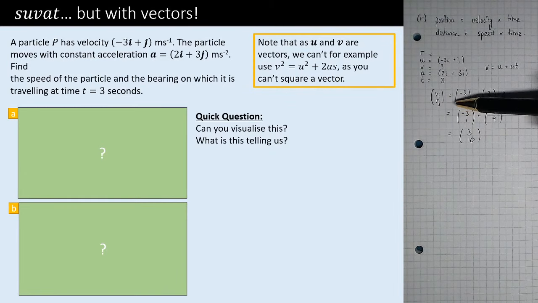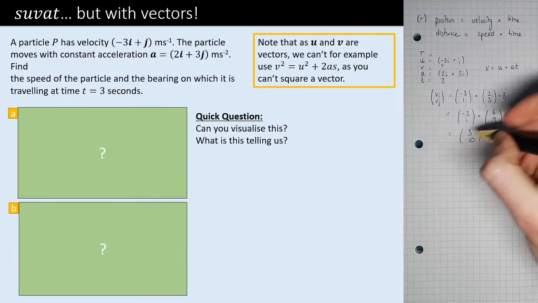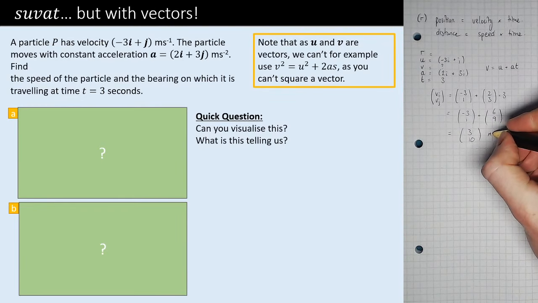Now, what does this mean? This means that after it's had 3 seconds of acceleration, our particle is going to be travelling 3 steps across and 10 steps up every second. Okay, so v equals that meters per second.